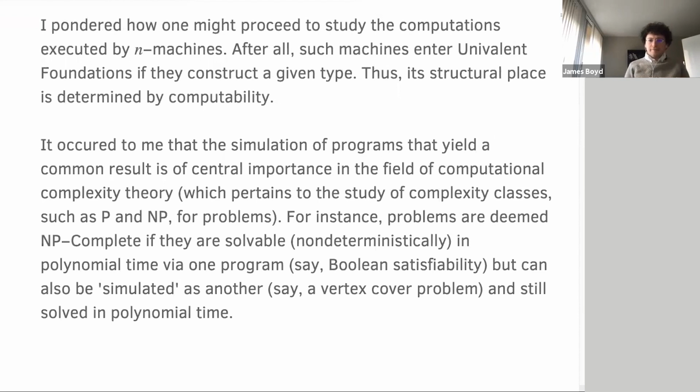So I pondered how one might proceed to study the computations executed by these Nmachines. After all, such machines enter what's known as univalent foundations if they construct some type, right? The terms of the type are programs. So these machines are terms of some type, they're constructors of some type. Thus, its structural space, the space of this program or machine, is determined by computability. It has to be computable, has to be able to compute something, it has to be able to construct something. If it can't construct anything, then it has a very trivial place in Univalent Foundations.